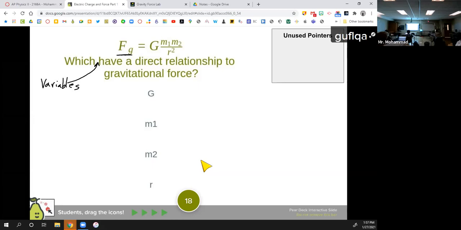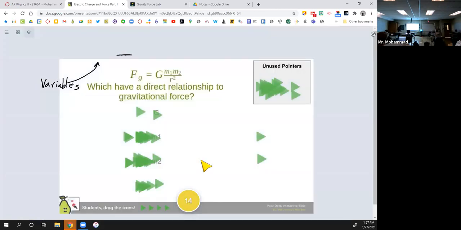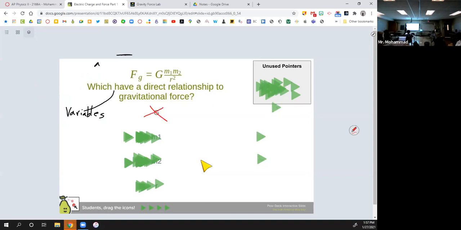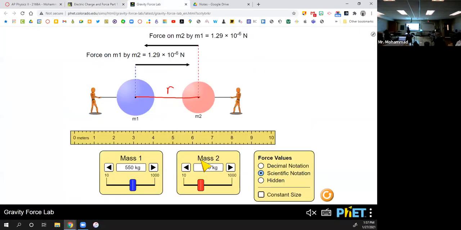Okay, let's unveil these. So the majority of people, again, before I actually included this variables word, some people had identified G, but since it's a constant, it's not going to change, right? So it does not have a relationship just because it's a number, because this is not going to change. Now, when you were playing, if I can turn on the sound again.